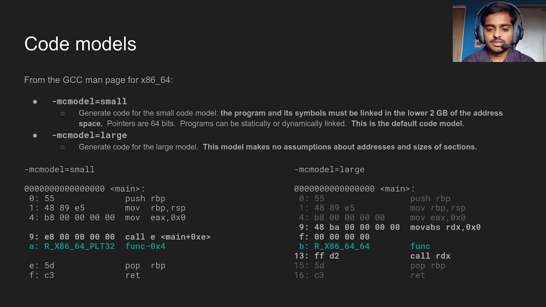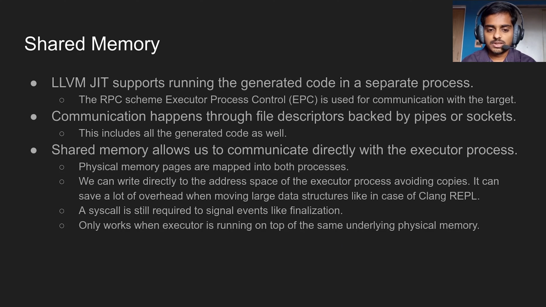Now, before we look for a solution, let's look at another aspect, which is the transport of the generated code. LLVM JIT supports running the generated code in a separate executor process, and they communicate using an RPC scheme known as the executor process control. This communication happens over Unix pipes or sockets, and also includes the actual generated code as well.